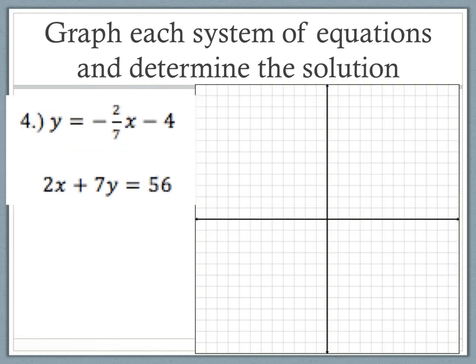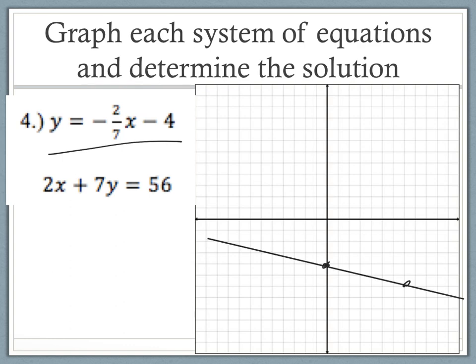Okay, so I'm going to go ahead and graph this first one. I'll use black to graph this first one. So I'm going to go down 4, make my dot, and then do my slope, which is negative 2 over 7. So I'm going to go down 2 and to the right 7. And I'm going to make my line. Okay, now I'm going to go ahead and do the second graph.